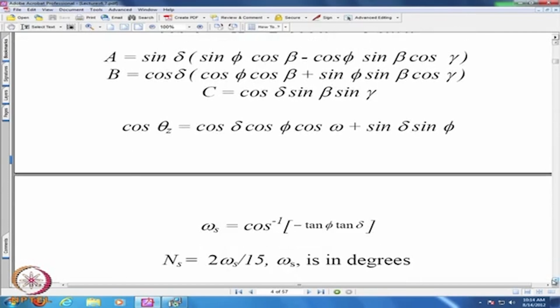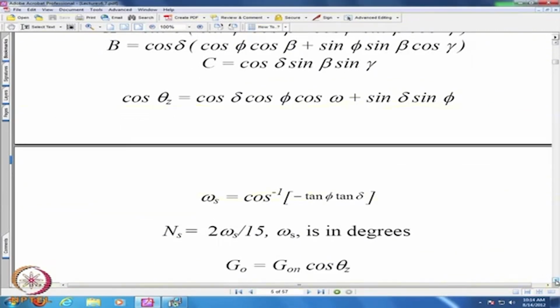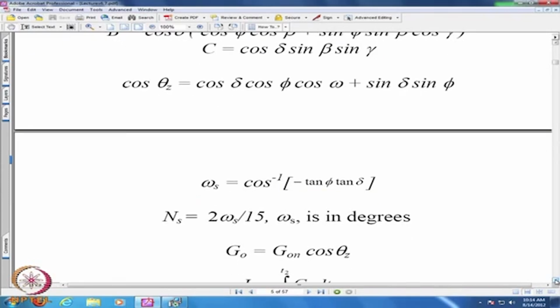From this we defined the so called sunset hour angle, which is nothing but when the sun appears at the horizon, which is obtained by setting theta z equal to pi by 2, and if you solve cosine theta z equal to 0, then you will get the corresponding angle omega s as cosine inverse of minus tan phi tan delta. We had of course discussed in detail the difficulties that one faces if latitude is more than 66.45 degrees and declination plus the latitude turns out to be more than 90 degrees, considering the magnitude of the declination.